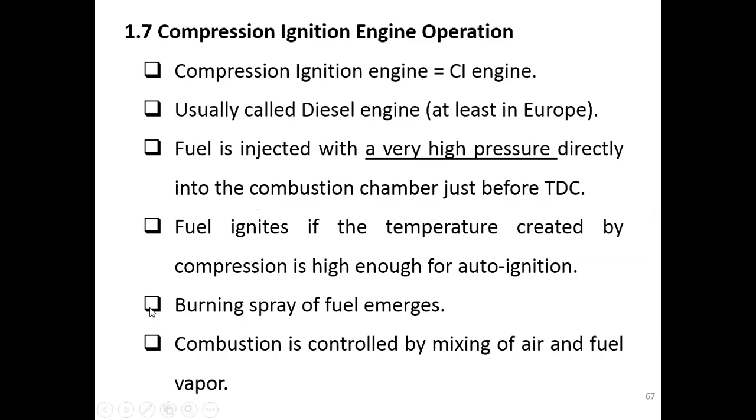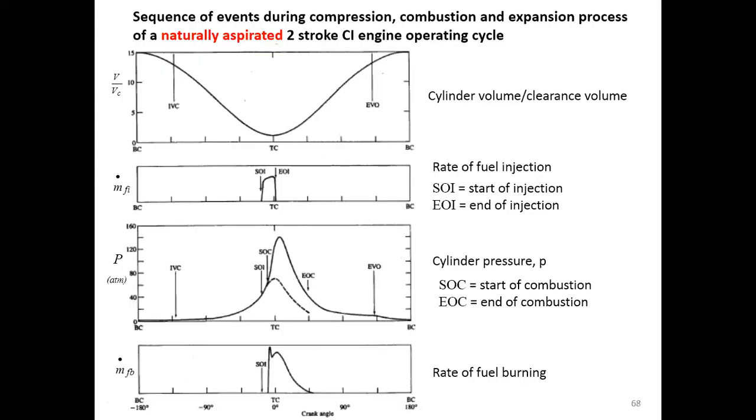The combustion that happens can be controlled by the way you mix the air with the fuel vapor. This is how the combustion can be controlled. Again, in the previous lectures, we already saw this kind of diagram for the 4-stroke SI engines.